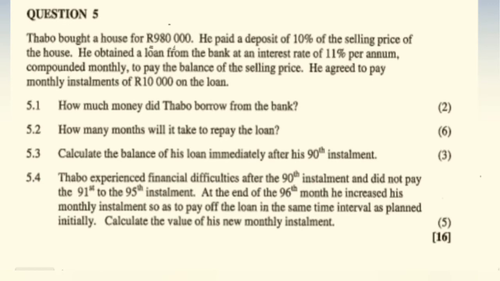Okay, now we are moving to the next question, that is 5.3. Calculate the balance of his loan immediately after the 90th installment. That is the money that he is owing without interest. Only the loan amount without interest after the 90th installment. So this question we can do in two ways. Both I will show you here.